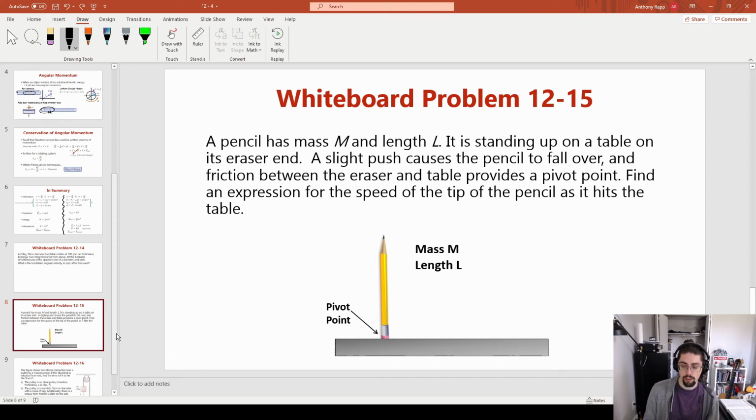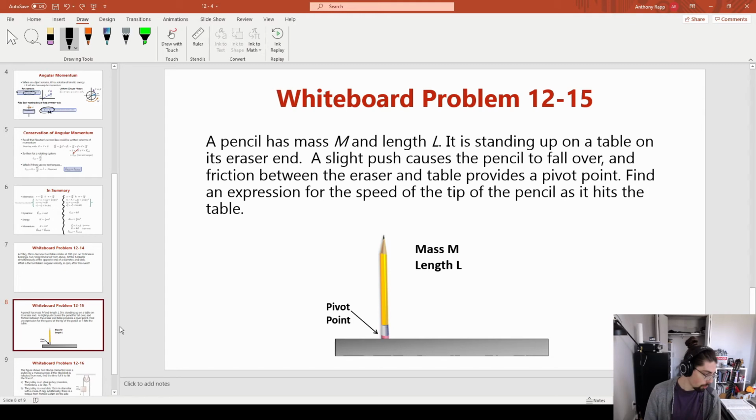Let's try a wonky one here. This is a really fun one. I love this one. Pencil has mass capital M, length capital L. It is standing up on a table on its eraser end, right? Balancing things as we might want to in class. A slight push, very, very slight, no real impact other than allowing it to tip, causes the pencil to fall over, and friction between the eraser and table provides a pivot point.